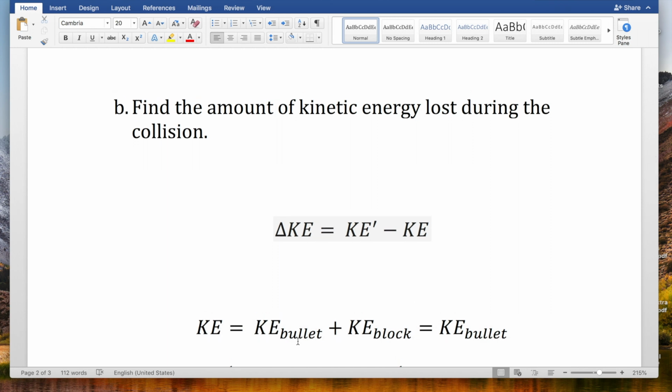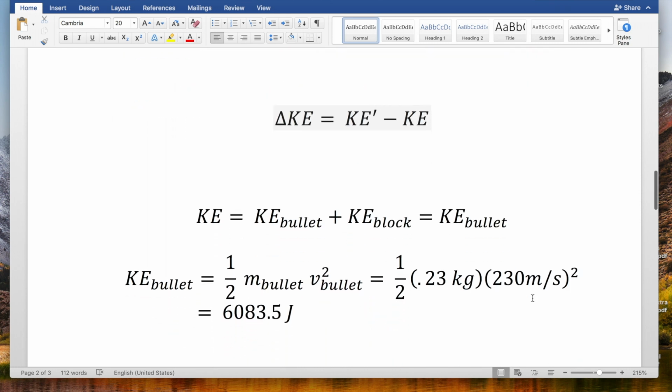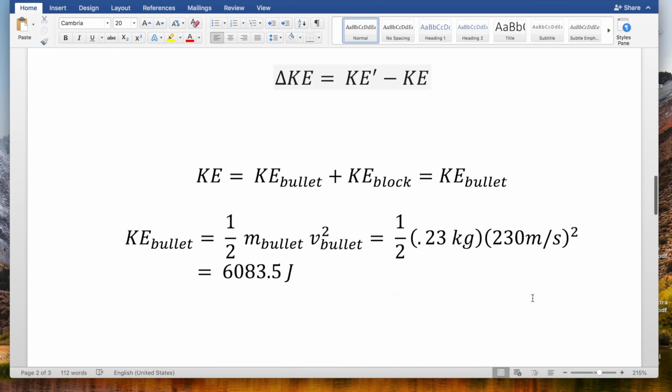The initial kinetic energy will be the kinetic energy of the bullet plus the kinetic energy of the block, but because the block starts with an initial velocity of 0, we can ignore that term. So the initial kinetic energy is all held by the bullet. KE is equal to 1/2 mv squared. So using the 0.23 kilograms and the 230 meters per second, we will find that we start with a little over 6,000 joules of kinetic energy.